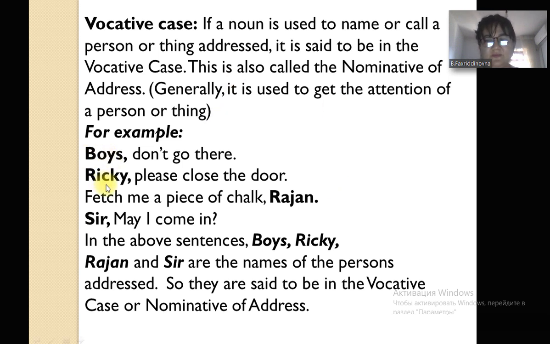And Ricky, please close the door. Ricky here is vocative case. And Regan, fetch me a piece of chalk. In this sentence, Regan is vocative case. And sir, may I come in? Here you can see sir is vocative case. In the above sentences, boys, Ricky, Regan, and sir are the names of the persons addressed. So they are said to be in the vocative case or nominative of address.